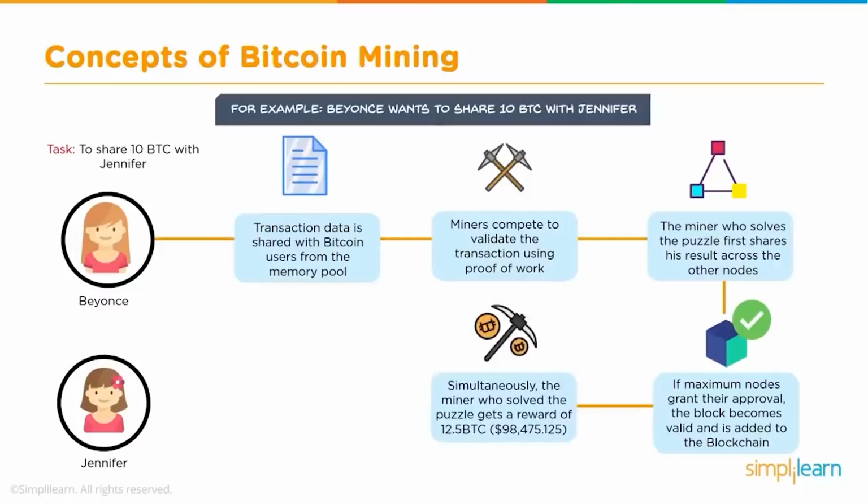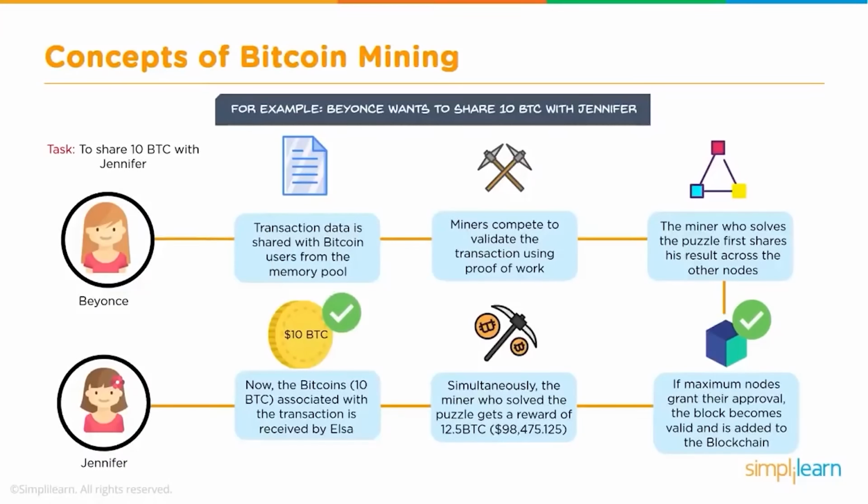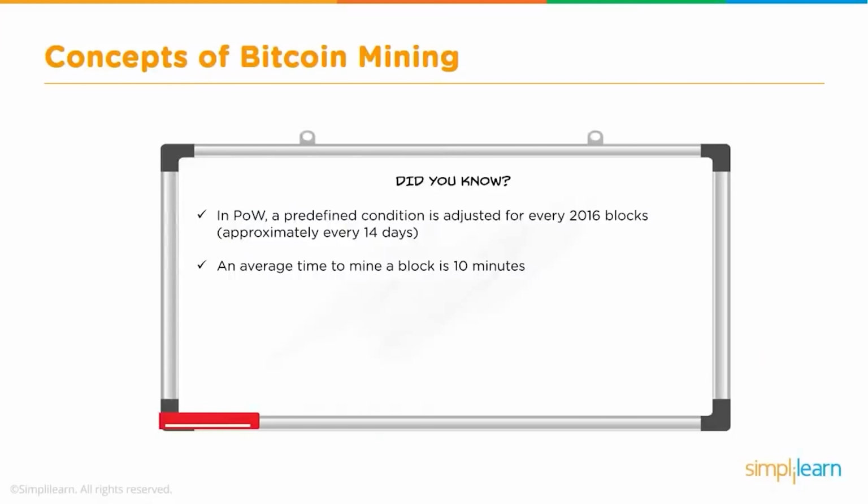Now, simultaneously, the miner who has solved the puzzle will also receive the reward, which will be 12.5 Bitcoin, which as of today stands at around 98K dollars. Now the 10 BTC for which the transaction was initiated will get triggered and will get transferred from Beyonce to Jennifer. Now let's take a look at certain facts.